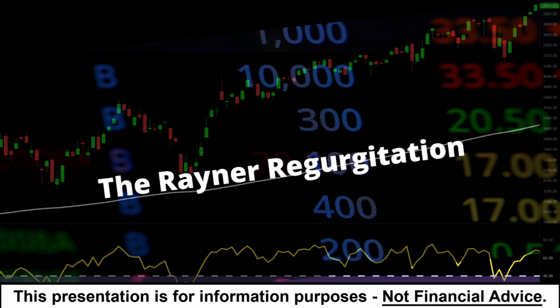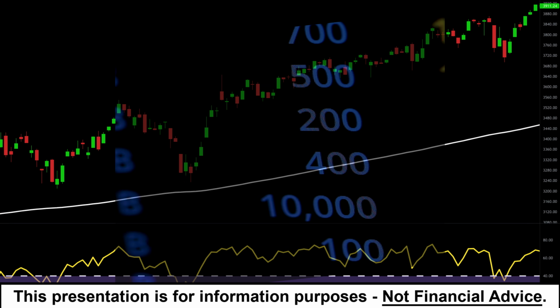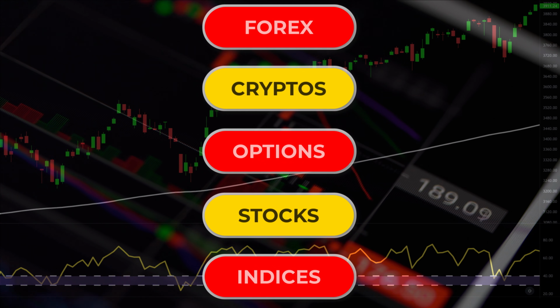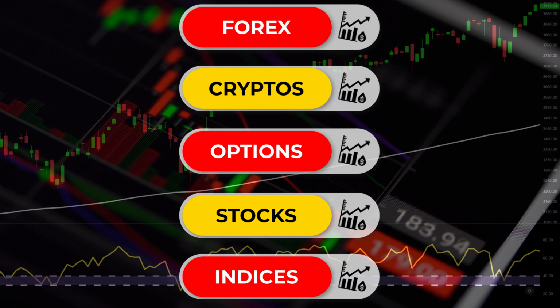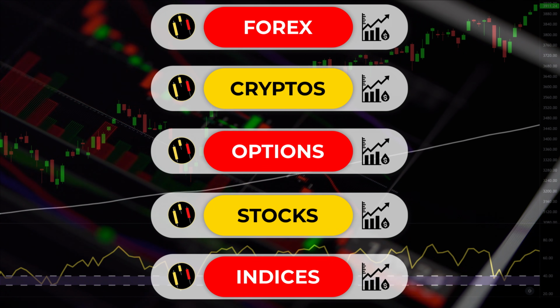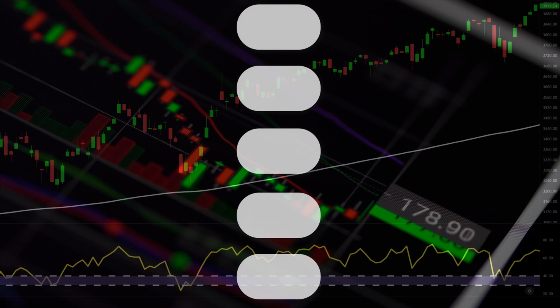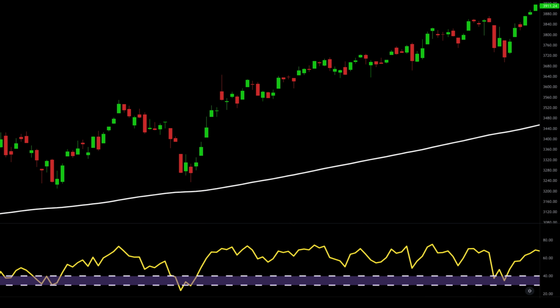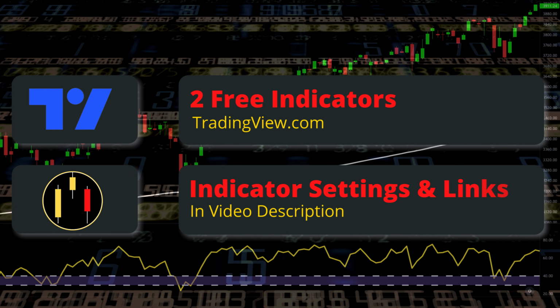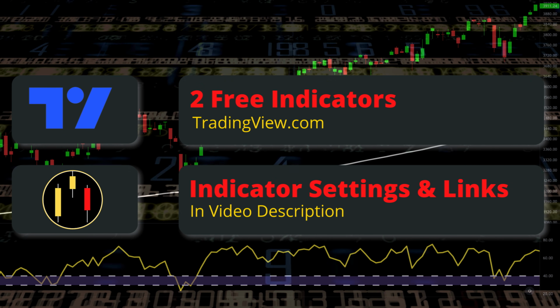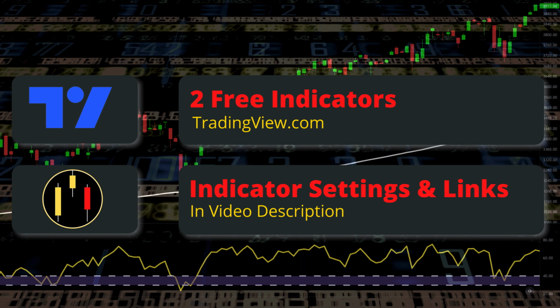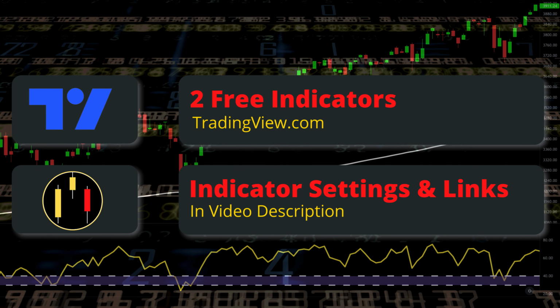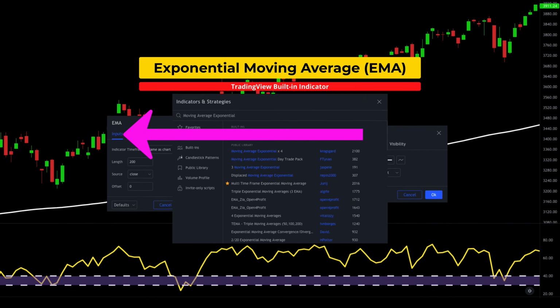I call this system the Rainer regurgitation, and like most trading systems, it can be adapted to Forex, crypto, options, stocks, indices, or any instrument that has significant volume and market participants. This trading strategy utilizes 2 free TradingView indicators. As always, links and settings to all indicators are listed in the description below.